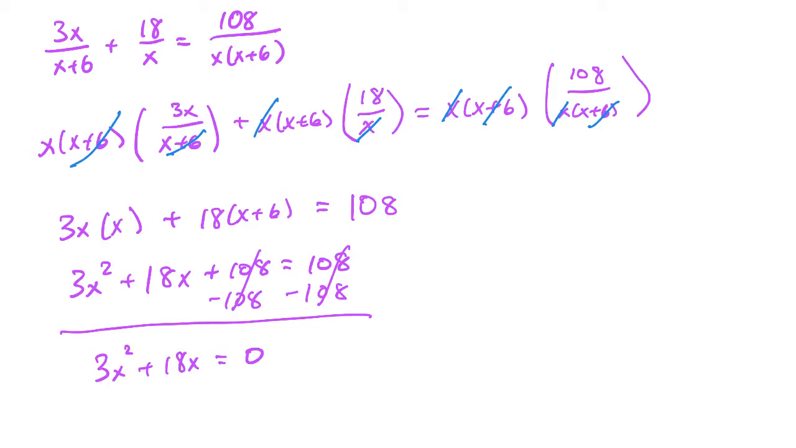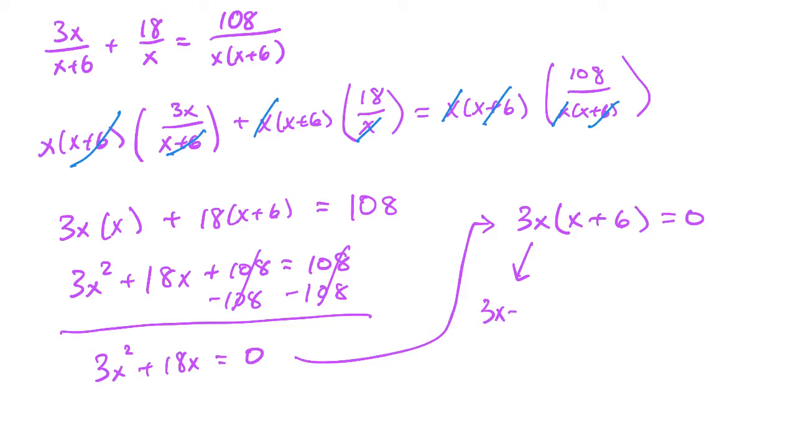Factoring a 3x out of that gives me 3x times x plus 6 is equal to 0. Since that easily factors, I have my solutions where 3x is 0, so x is 0, and where x plus 6 is 0, so x is negative 6. Now I just need to check: do those values make my denominators 0?